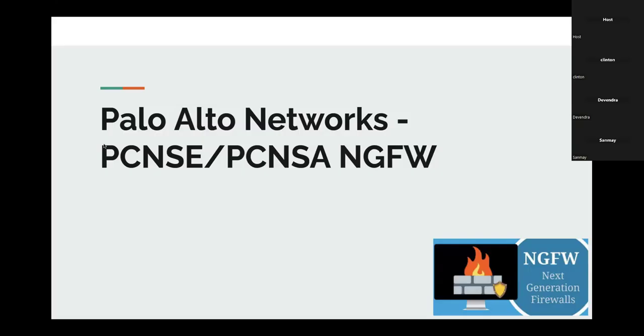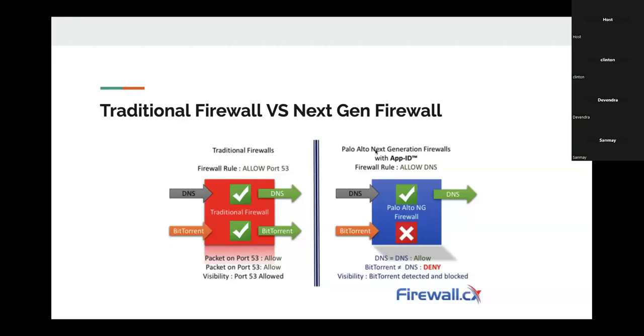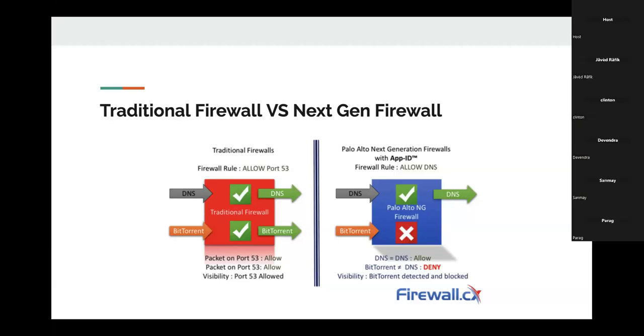Now let's go to the next slide and see the difference between traditional firewall and next-gen firewall. As you can see, the next-gen firewall increases the capabilities a lot. If you know about the OSI layer, the data is present at layer 7, right?